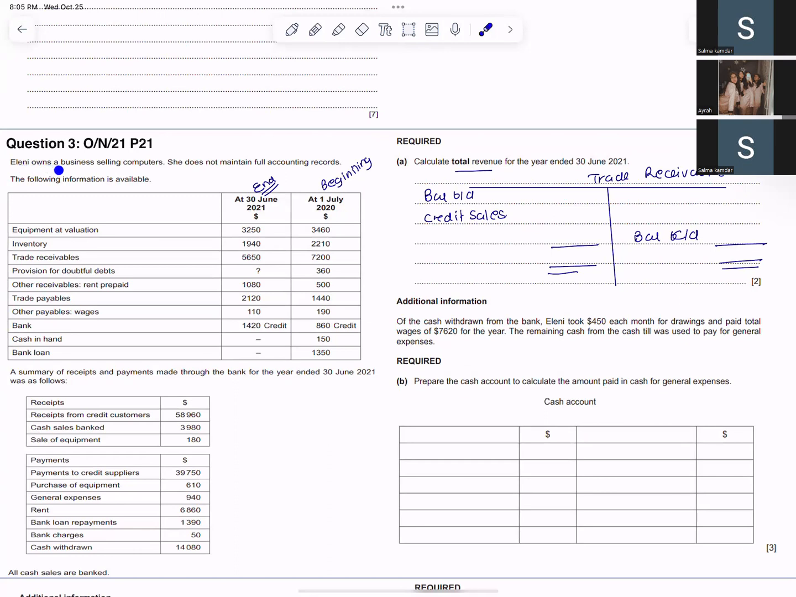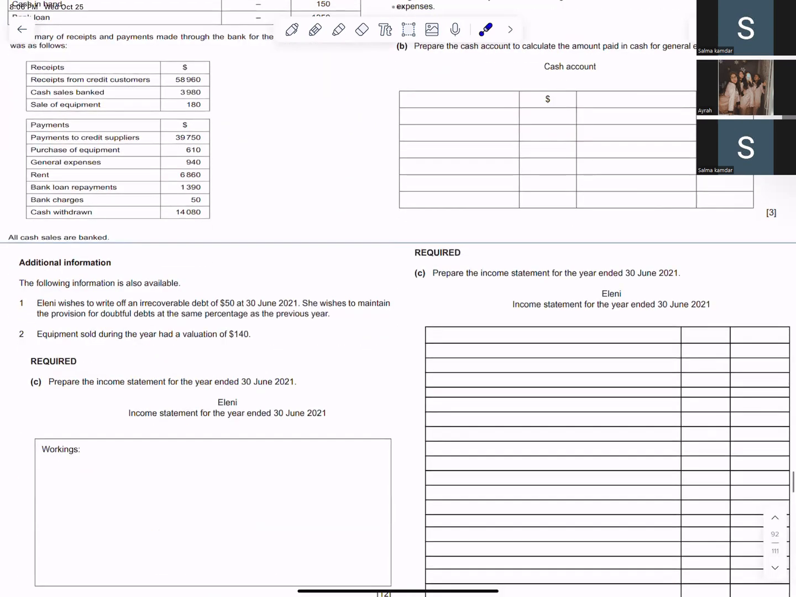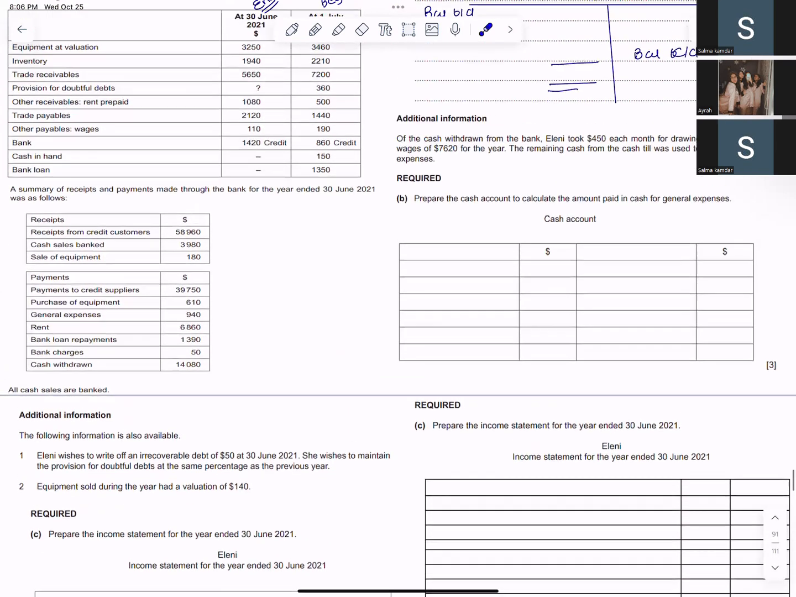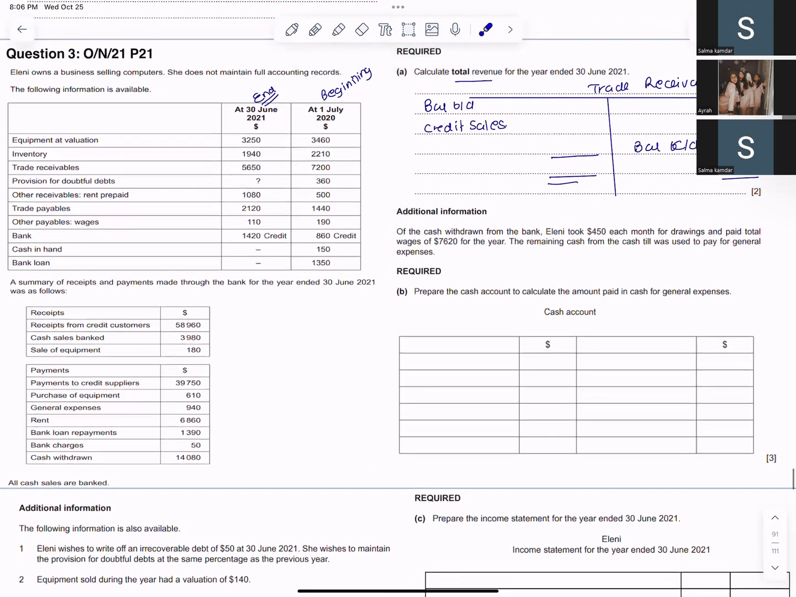So Eleni owns a business selling computers. She does not maintain full accounting records. The following information is available: equipment at valuation, inventory, trade receivables, provision for doubtful debt. Below that, there is an income statement also. In the income statement, you will have to show some depreciation or things like that. But first, we're only thinking from the point of view of trade receivables and the cash account.